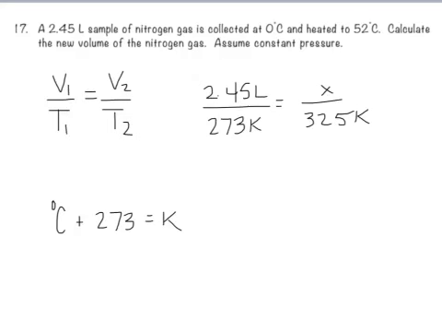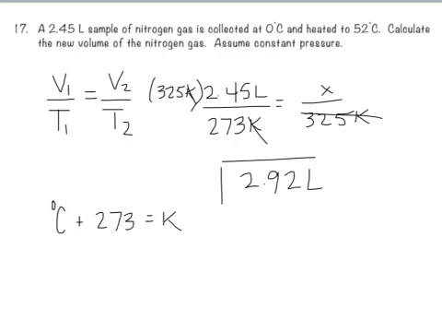Okay, I want to solve for x. I need to get it by itself. So I want to cross multiply. So I want to put the 325 Kelvin over here. The Kelvin will cancel, leaving me with liters. So I multiply, then divide. The answer, 2.92 liters.